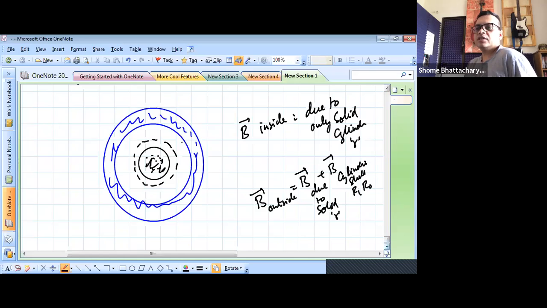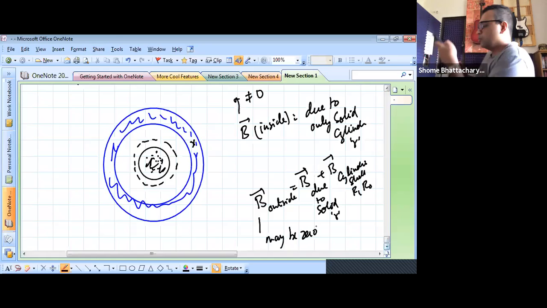Outside, there's a possibility that if this one is carrying current into the plane and this one is carrying current out of the plane, the two currents cancel each other, and the outside field might become zero, but the inside field cannot become zero. So this quantity has to be non-zero, and this quantity may or may not be zero. That is what rules out option A.